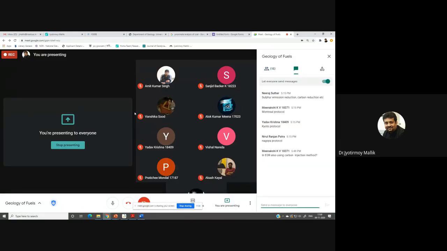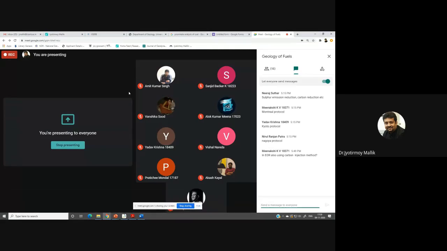Yes, that's a good question, Meenakshi. Yes, enhanced oil recovery also uses carbon injection methods, but of course the amount of carbon dioxide pushed in is very different in scale. It is little carbon dioxide compared to the CCS we are talking about. Here the main aim is to push carbon dioxide inside, whereas in yours the main aim is to take the oil out, but the process is fairly similar. The scale is different.